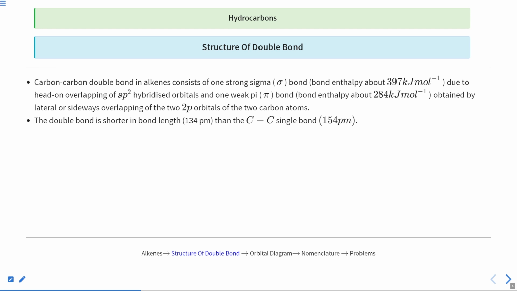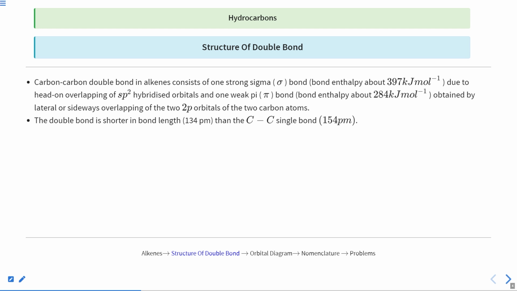What is the reason behind the shortening of length? It is due to greater bond order. In case of a double bond, it has a bond order of 2, so the bond length is 134 picometer. When the bond order decreases in the case of a single bond, the length is 154 picometer.